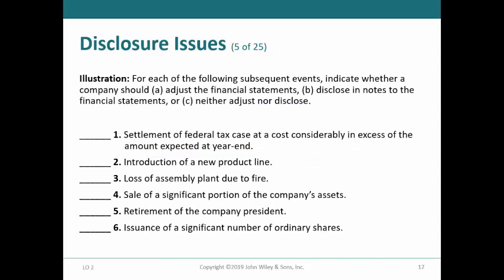This exercise will see if you are able to distinguish between Type 1 and Type 2 subsequent events. If you think that the financial statement should be adjusted, then put A. If you think that the event should only be disclosed in the notes, put B. And if you think that neither is appropriate, then put C. I will give you just a minute to take some time to jot down your answers so that we can see if you are correct, and then we will go over them.